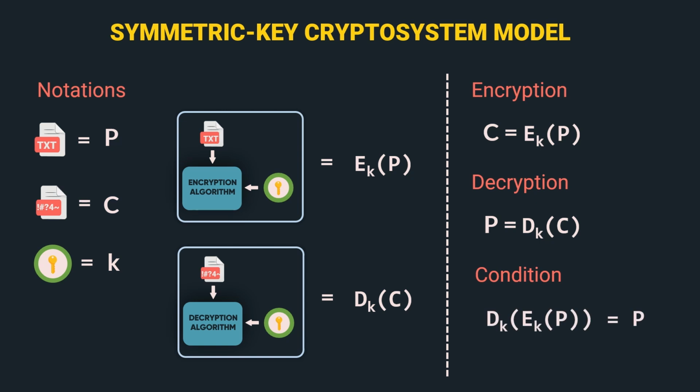This means that decryption of the encrypted plain text should return the plain text. This implies that the encryption and decryption transformations must be reversible and we must be able to recover the original plain text. This is called conditionally secure. All encryption algorithms must be conditionally secure. This was all about the symmetric key cryptosystem model.